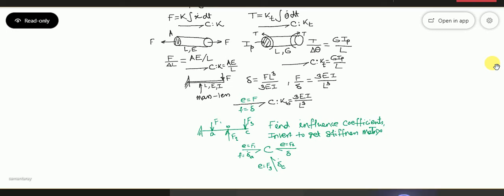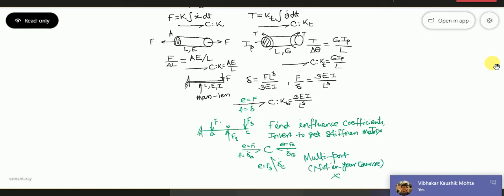It's not there in your course. So I am not going into details of this. Okay? So if you have single beam with single load, you have single port C element, that's there in your course. All these are simple things which are there in your course. For multi-port, we are not going to handle it in your particular course.